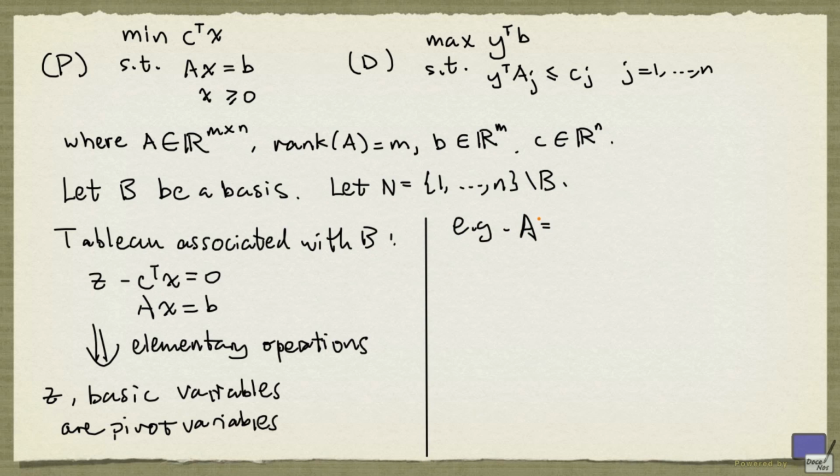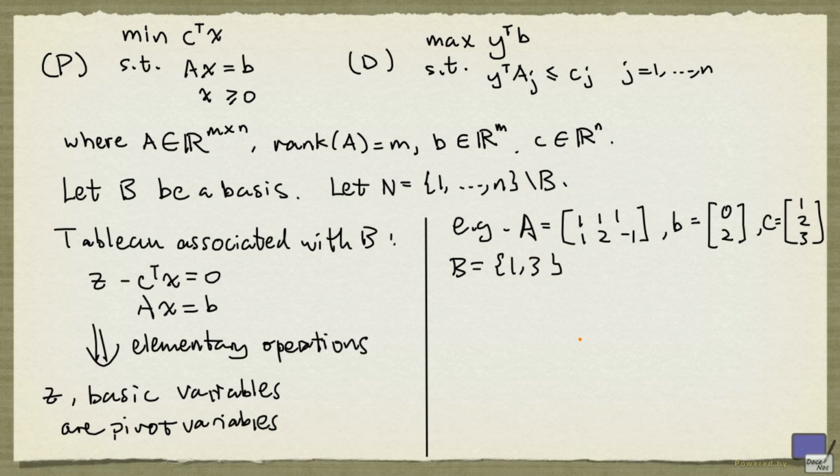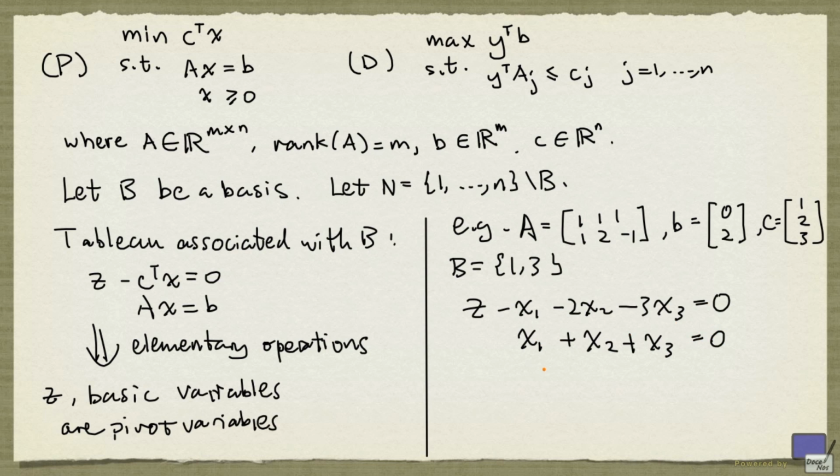So suppose that A is [1, 1, 1; 1, 2, -1], b is (0, 2), and c is (1, 2, 3). And suppose we are given the basis B equals {1, 3}. To obtain the tableau associated with this basis, we start with this system, and transform it to a system that has z, x1, and x3 as pivot variables.